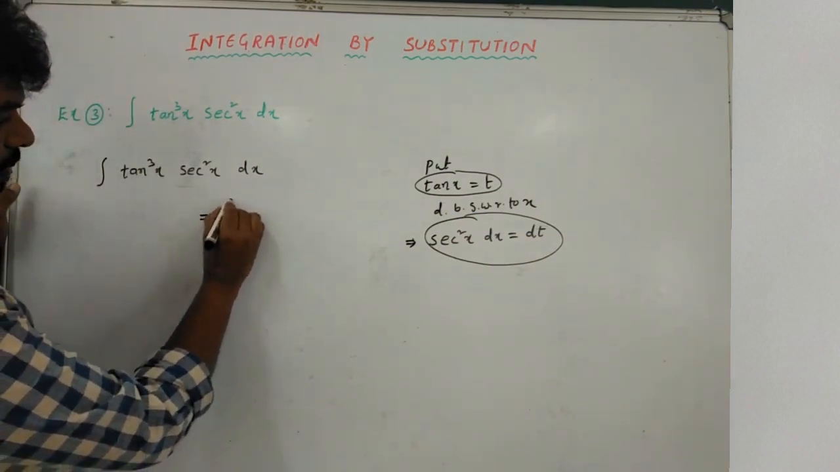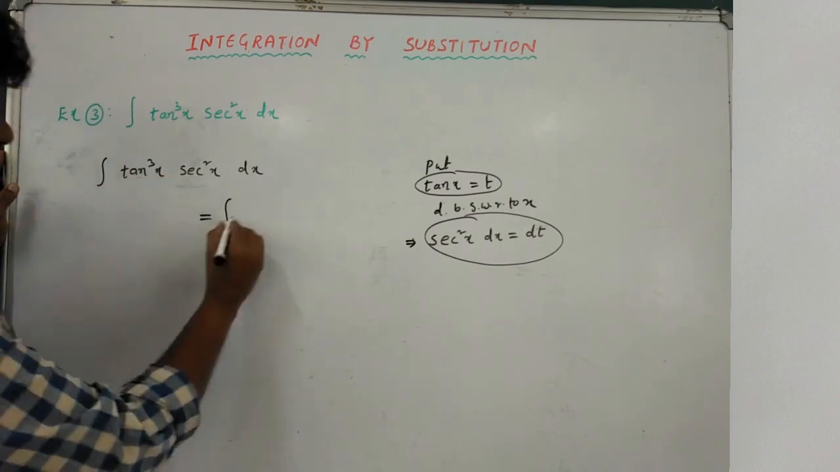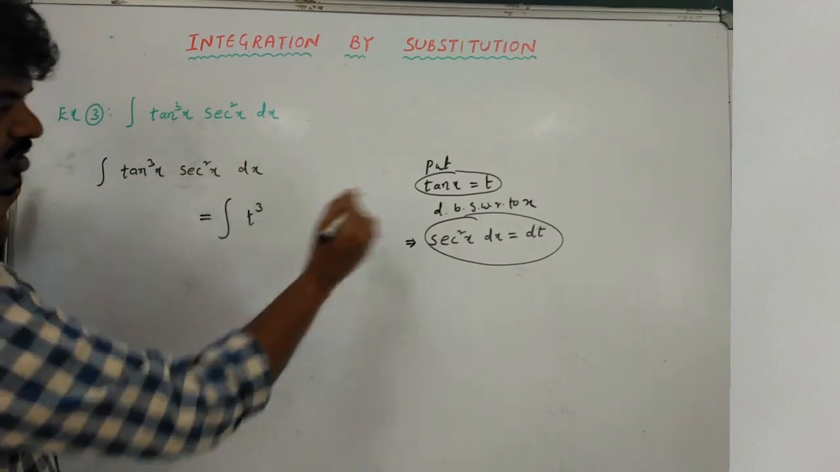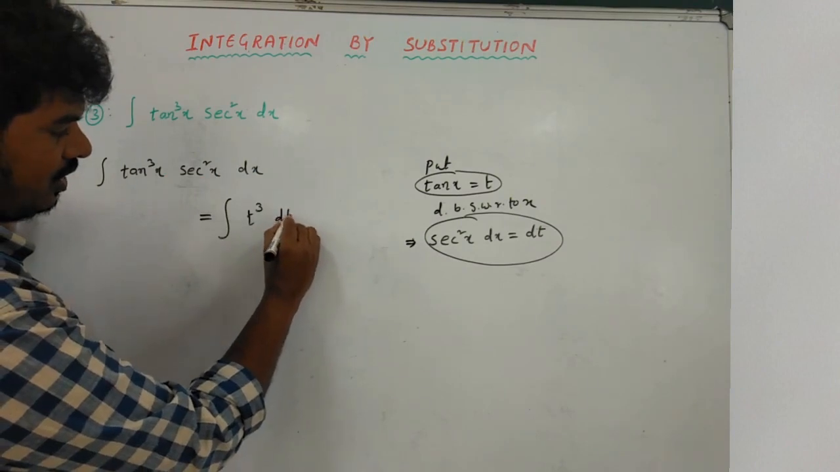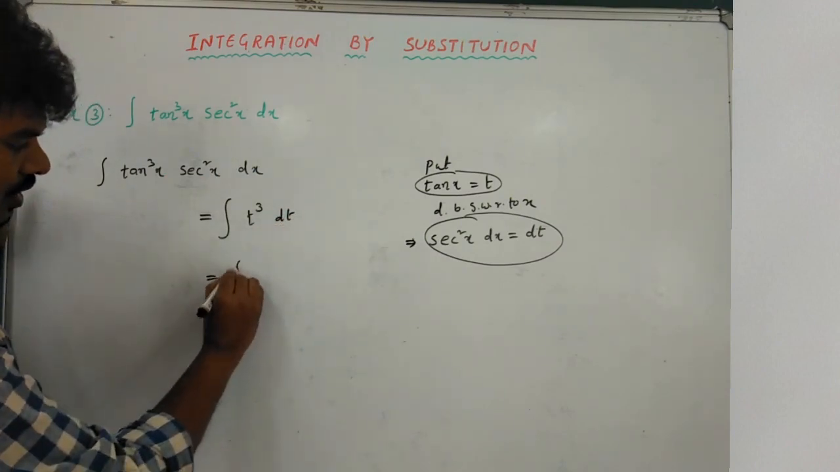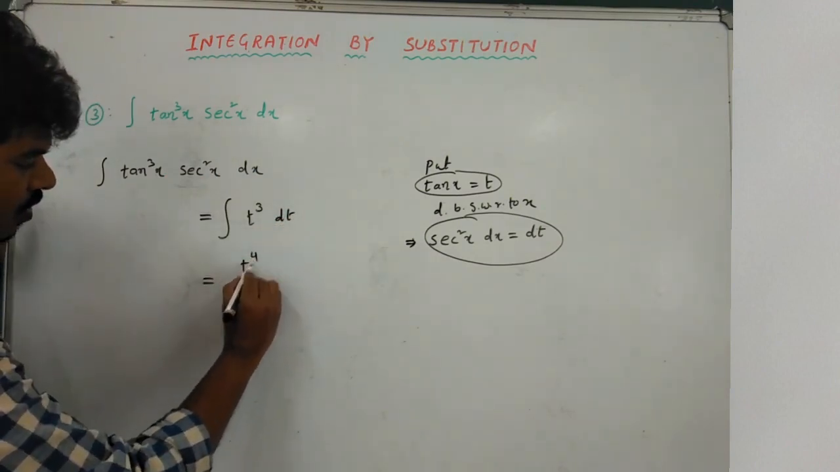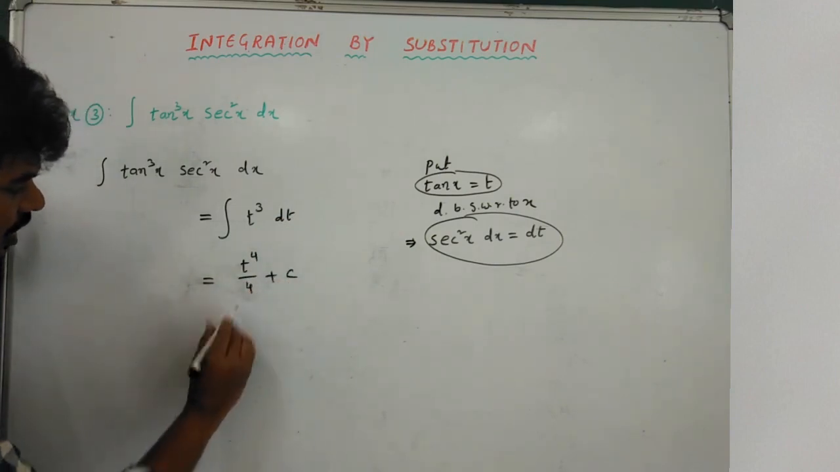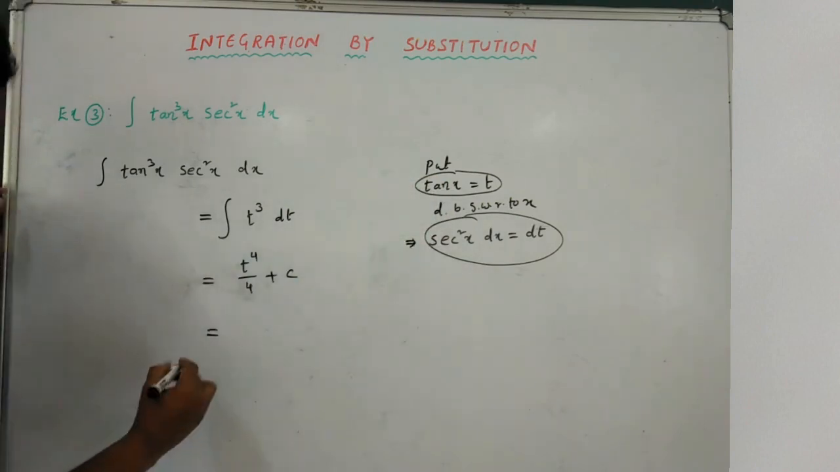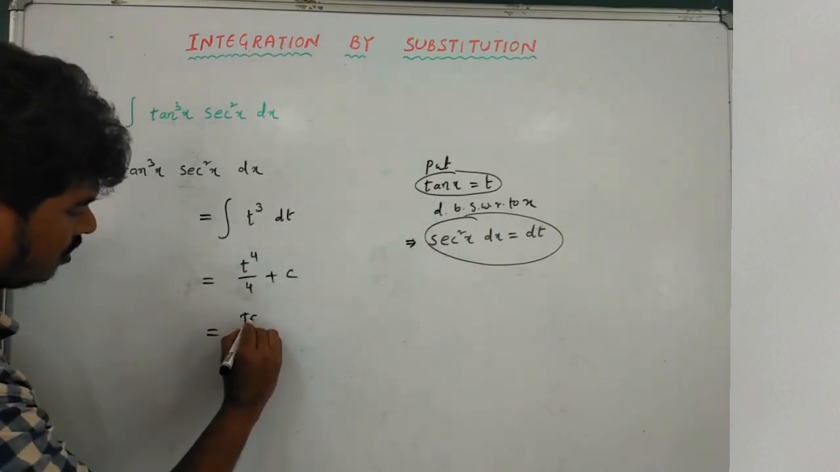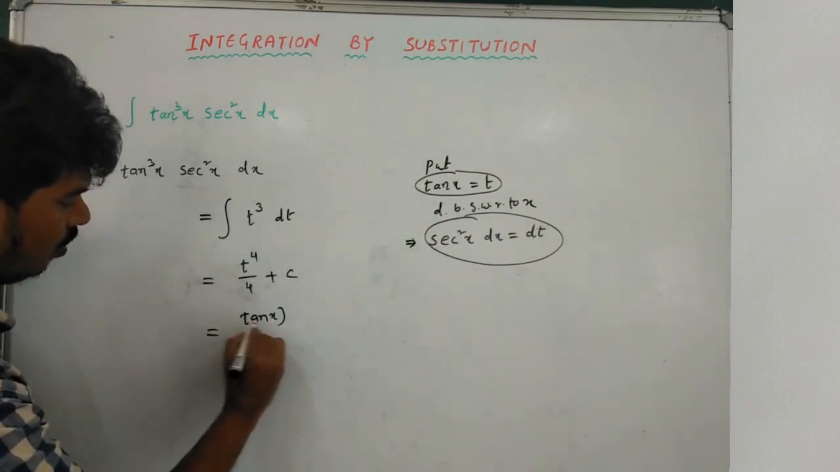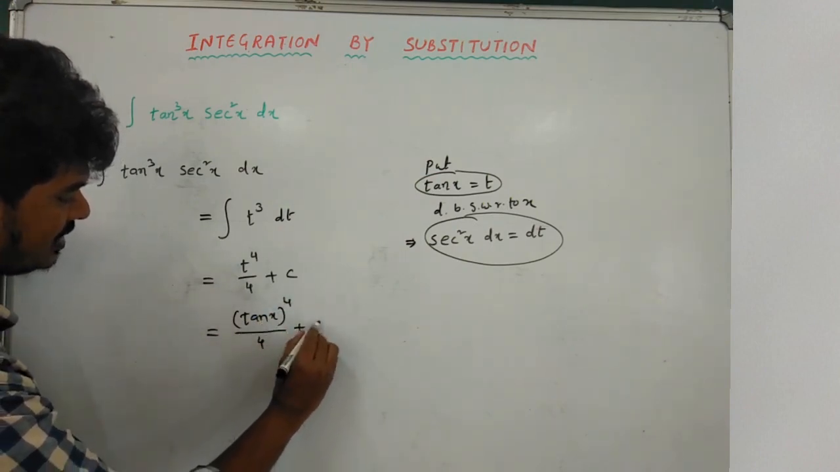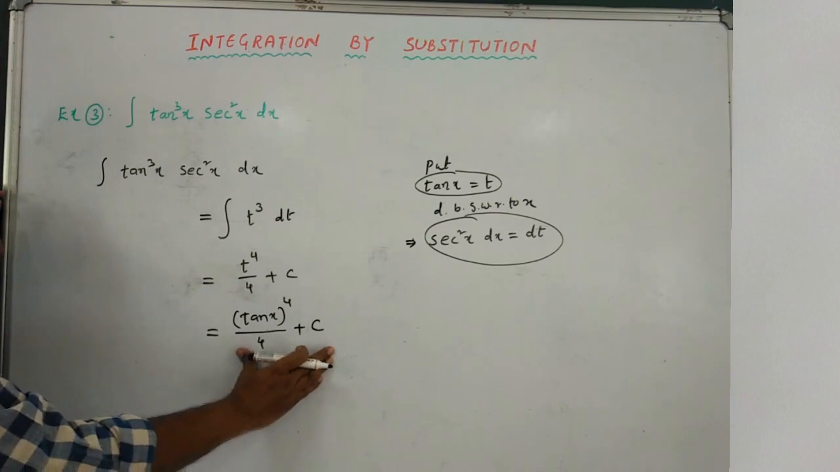This is equal to the integral of tan x, meaning t cube, and secant square x dx, meaning dt. So this can be written as t to the power of 4 divided by 4 plus c. T means tan x. So tan x whole to the power of 4 divided by 4 plus c is the answer of this question.